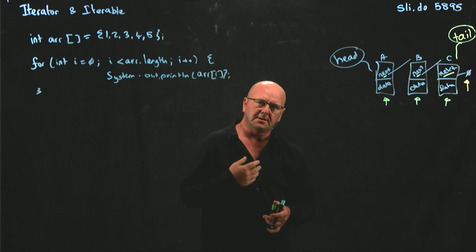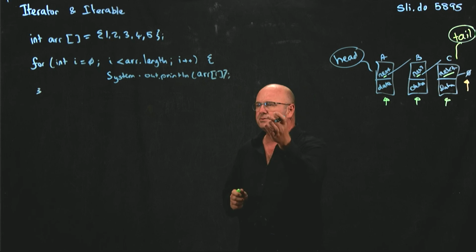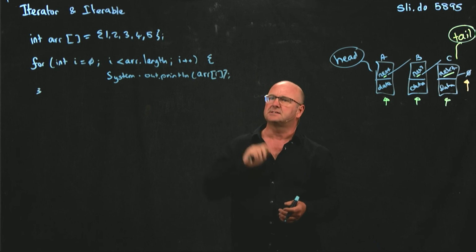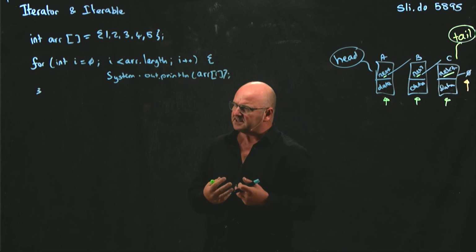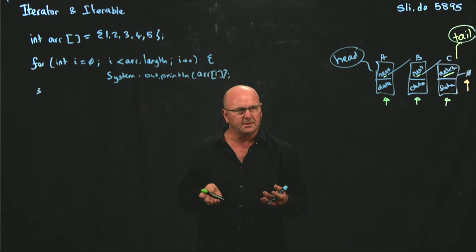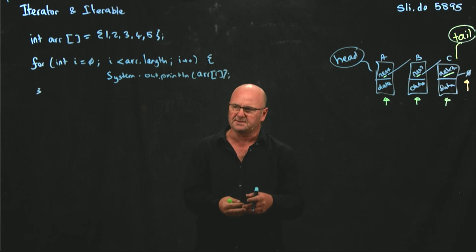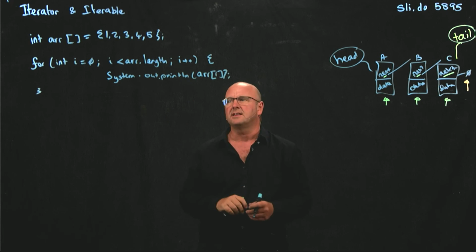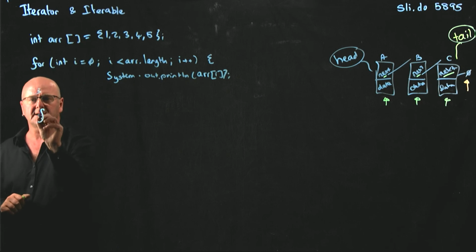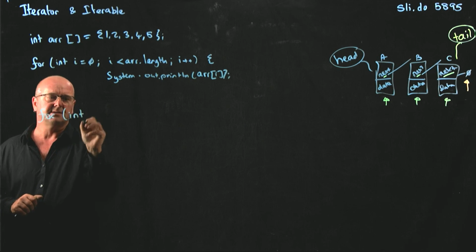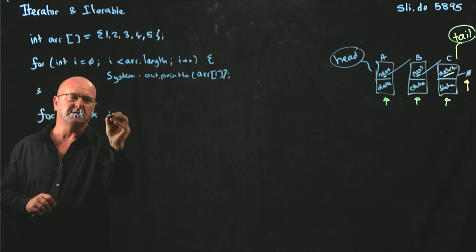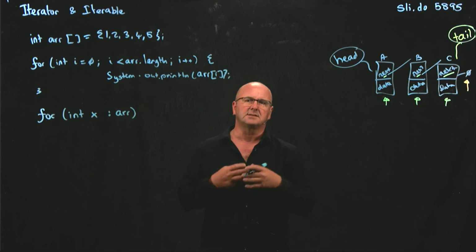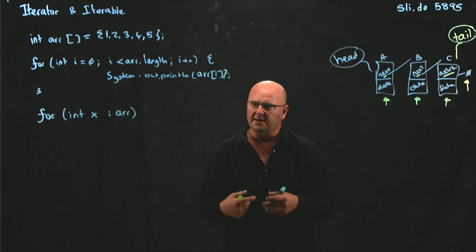And so the developers of Java said, you know, this is so common. We'll come up with a special interface, and the interface is called iterable. If you tell us that your data structure is iterable, that it implements the iterable interface, we'll allow you to use a shortcut instead of writing that code. And the shortcut looks like this. For int x, and then you put a colon, and then you put the variable name, array. Or for int x, a colon, list, for your linked lists.